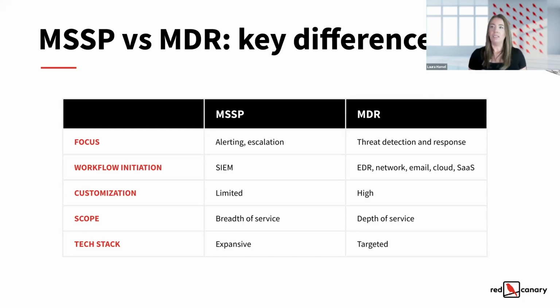And that's the same with the scope. So an MSSP can give you a breadth of service. They can sell security awareness training, pen testing, some of the things I mentioned earlier, where an MDR is just going to focus on depth of service within detection and response. And then, of course, your tech stack with an MSSP is going to be more expansive. Often MSSPs resell lots of different technology that you can purchase to build out your security operations program. And an MDR is going to be really targeted on responding to advanced threats.